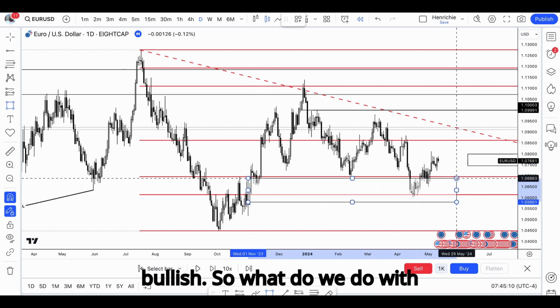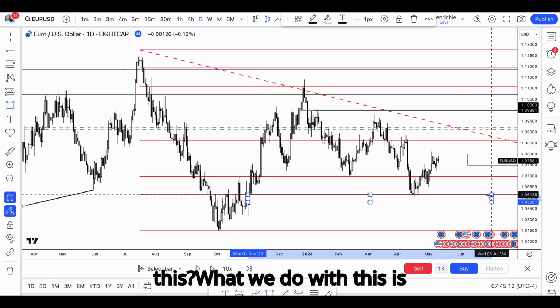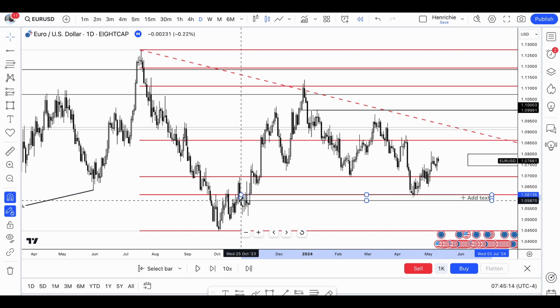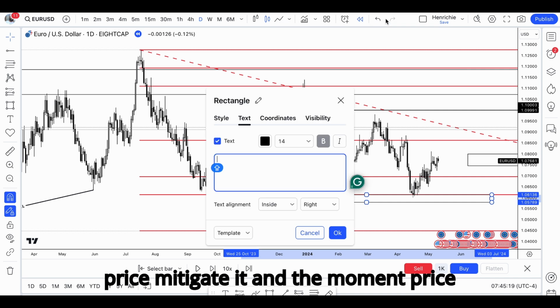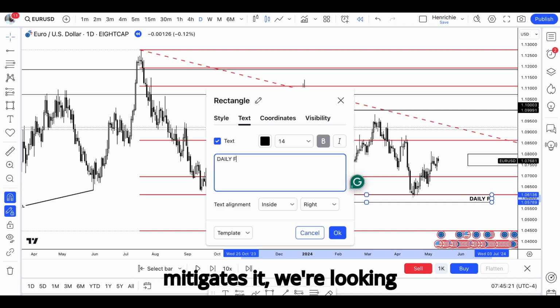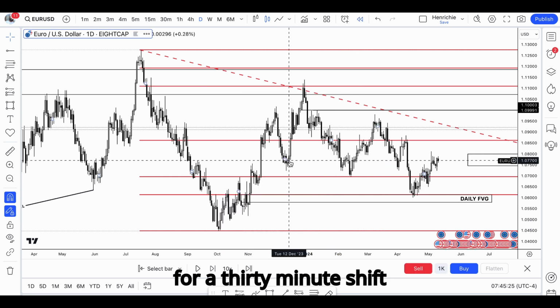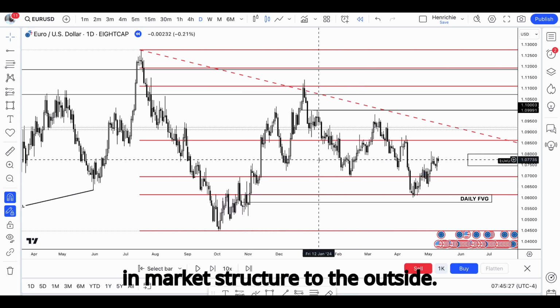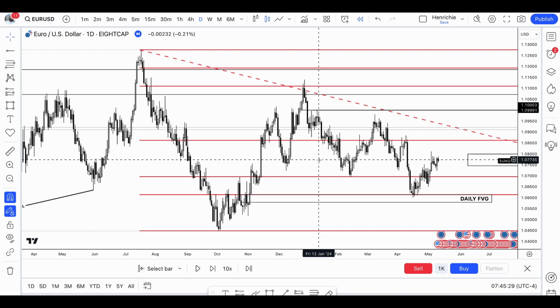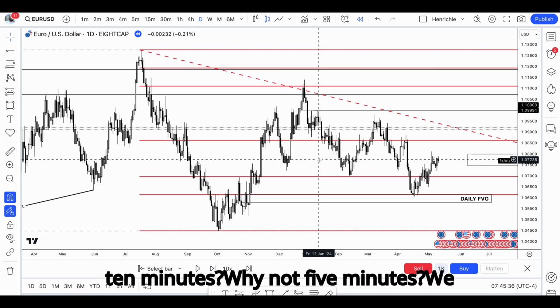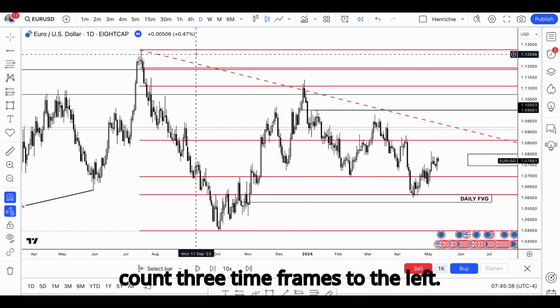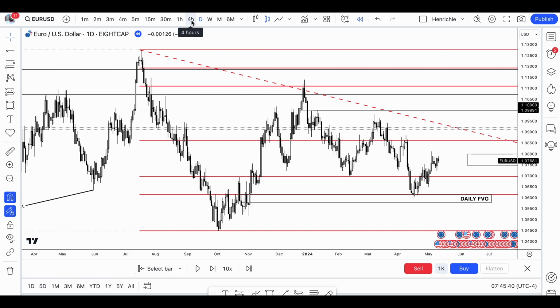So what do we do with this? What we do with this is we want to see price mitigate it, and the moment price mitigates it, we're looking for a 30-minute shift in market structure to the upside. Why 30 minutes? Why not 15 minutes? Why not 10 minutes? Why not 5 minutes?